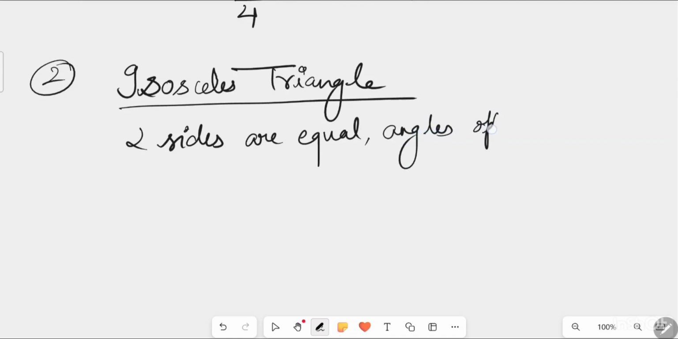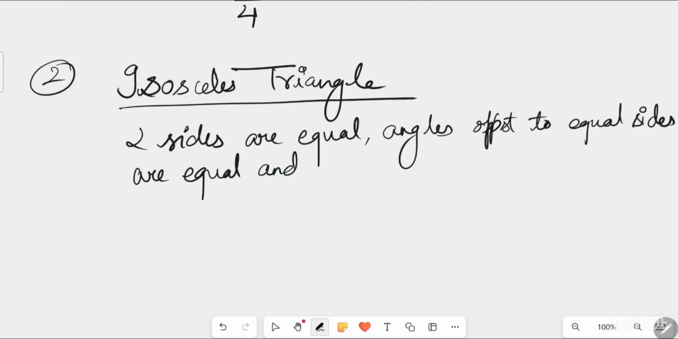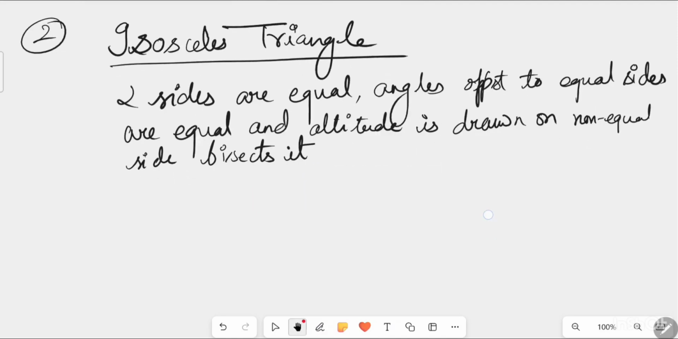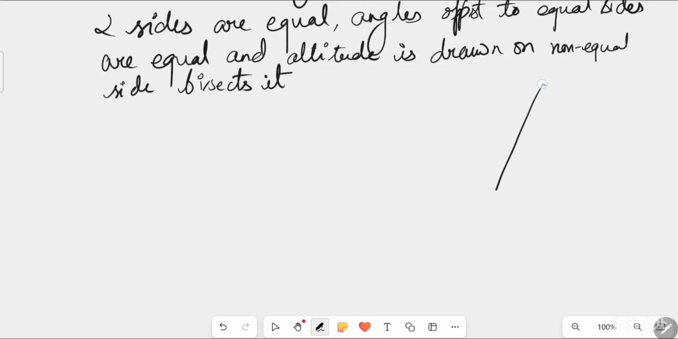Angles opposite to equal sides are equal, and if the altitude is drawn on the non-equal side, it bisects it.